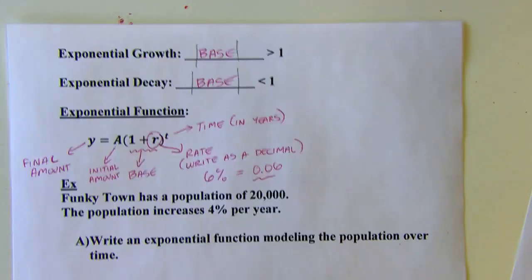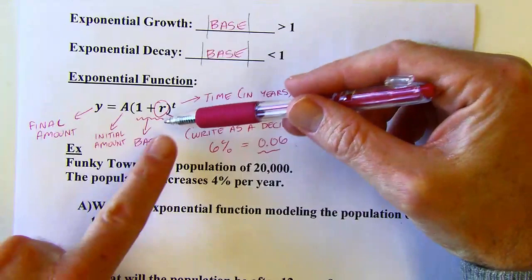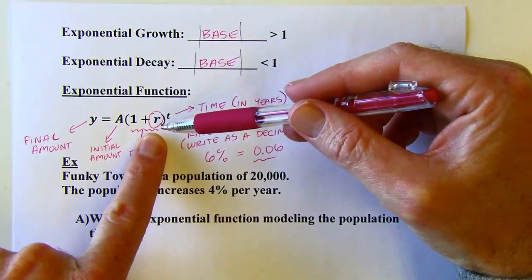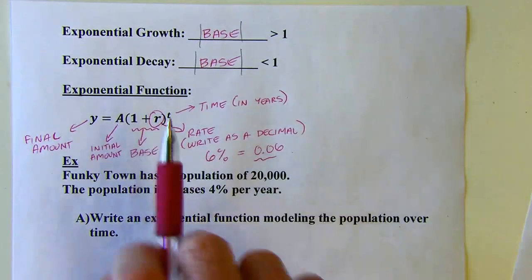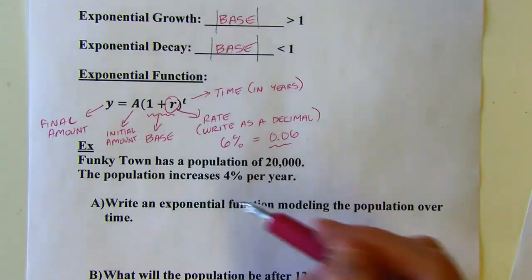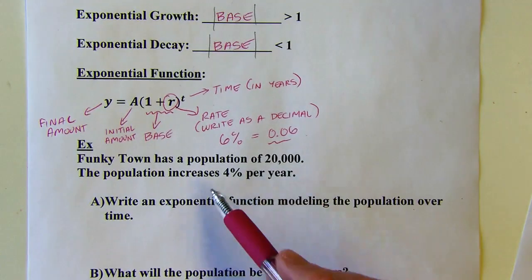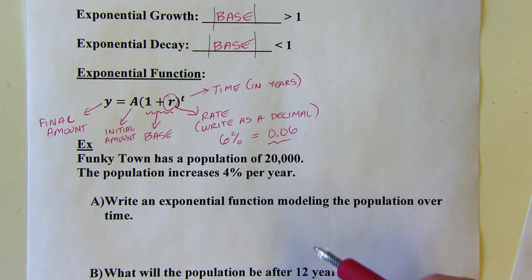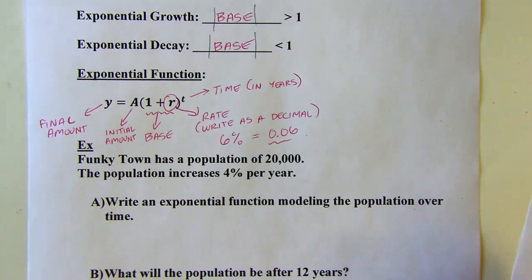All right, so let's try this out. So the only difference really between growth and decay is if it's increasing or decreasing over time. So that would be if you're adding the rate or subtracting it, really. You can think of it like that, okay? All right, so here's our first example. Funkytown has a population of 20,000 people. The population increases 4% per year. So let's write an exponential function modeling this, okay?